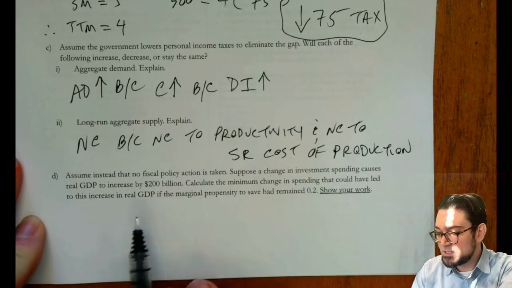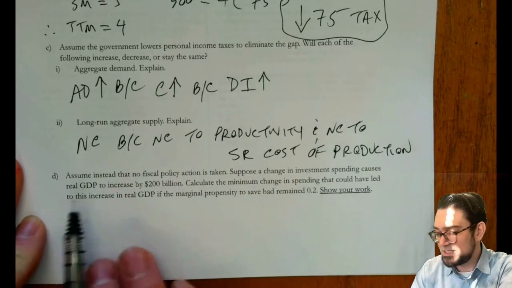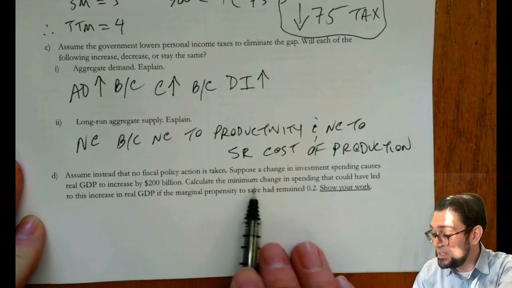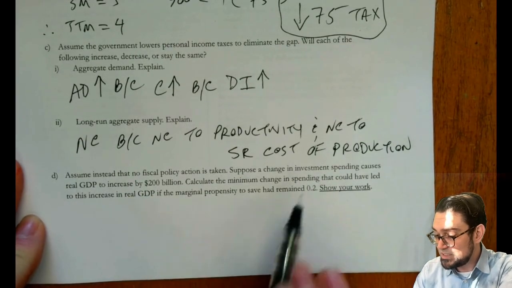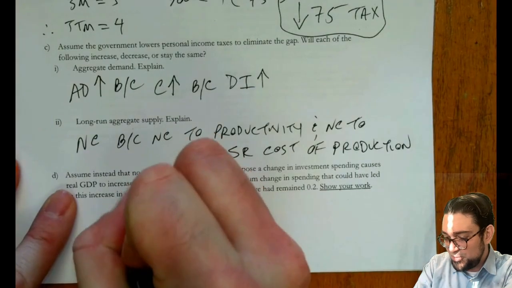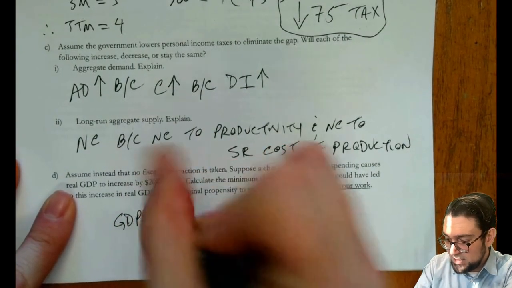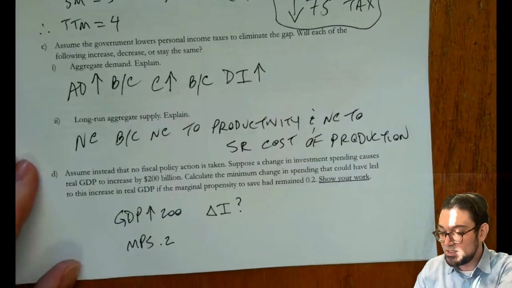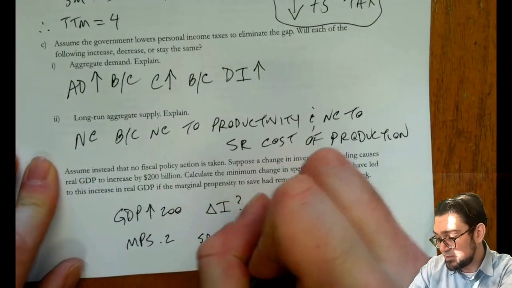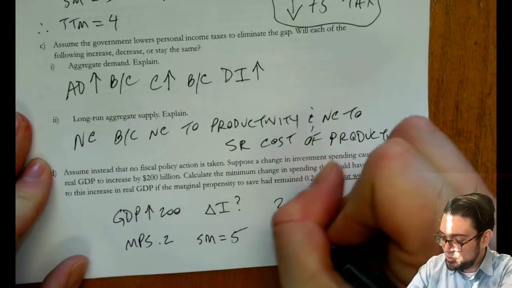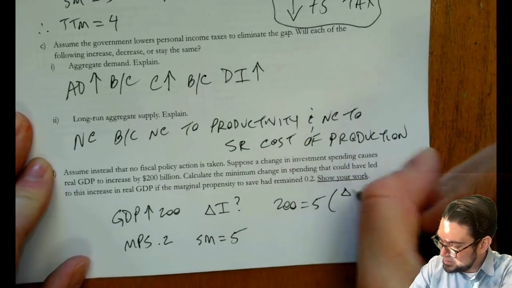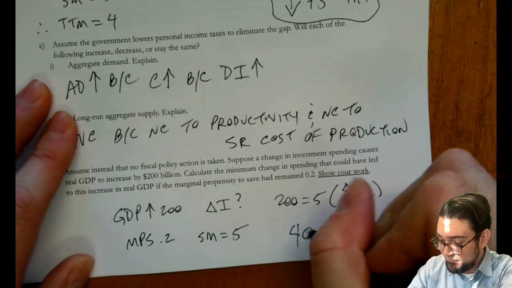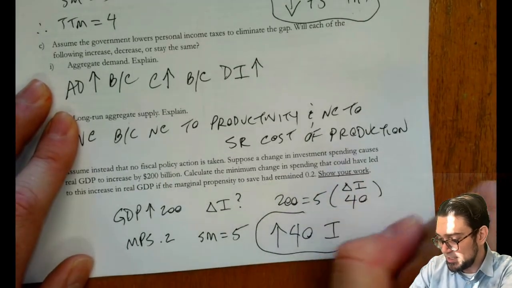Part D, assume instead that no fiscal policy action is taken, but a change in investment spending causes GDP to go up by 200. Calculate the minimum change in spending that would have led to that if the MPC is 0.8. So in other words, we know that GDP increased by 200 and the MPS is 0.2. What's the change in I that could have caused that? Well, the MPS is 0.2, our spending multiplier is still 5. So we'd have 200 equals 5 times a change in investment spending. That means the change in investment spending is 40. So we would say a 40 increase in investment spending.